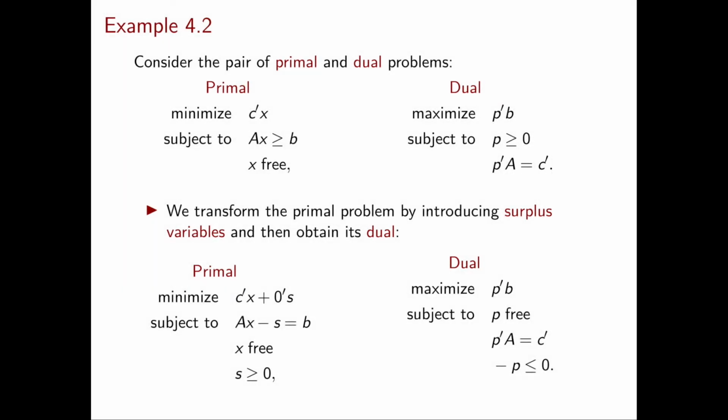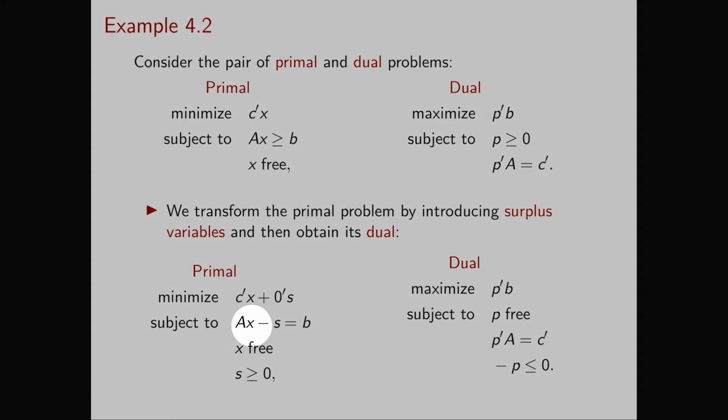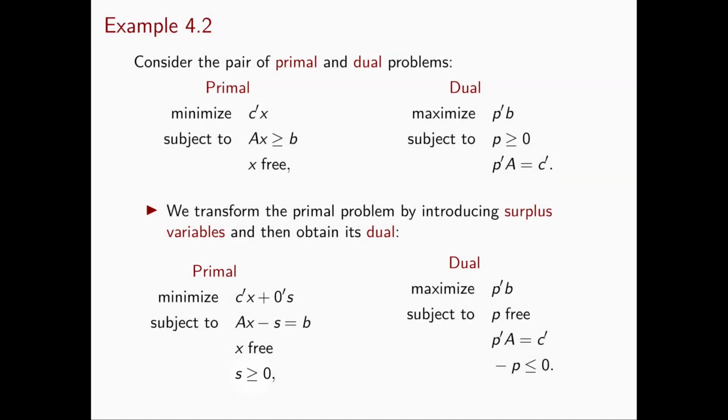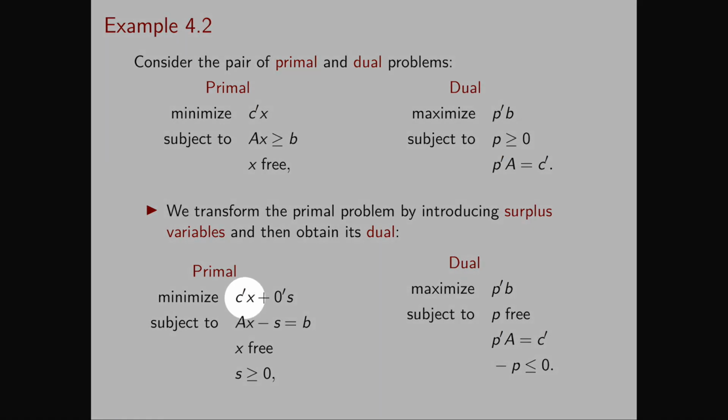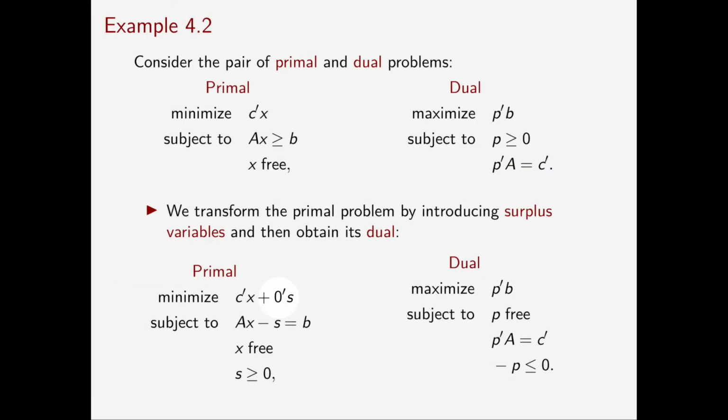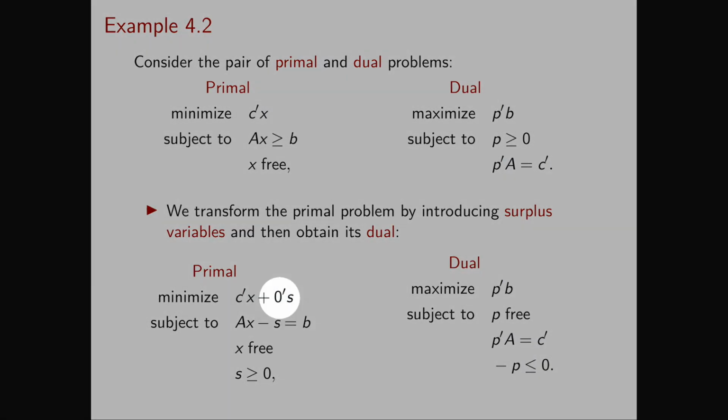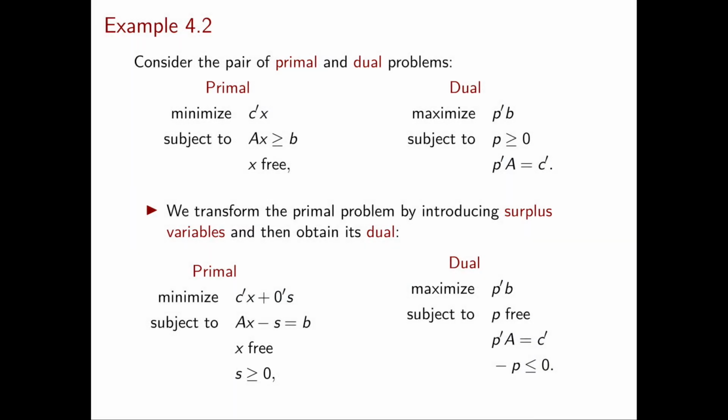So now let's manipulate the primal problem by adding surplus variables. Instead of having Ax greater than or equal to b, I will have Ax minus s equal to b. And I'm adding the non-negativity constraints on the surplus variables. The objective function remains the same, so it's c transpose x plus 0 transpose s. Now we know that this linear programming problem is equivalent to our original primal.